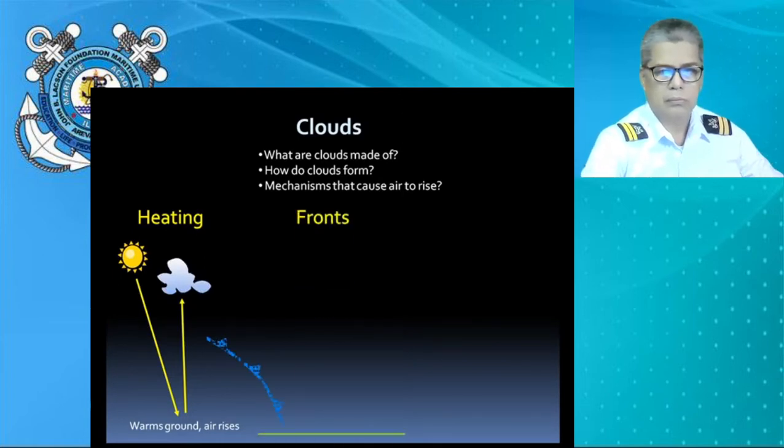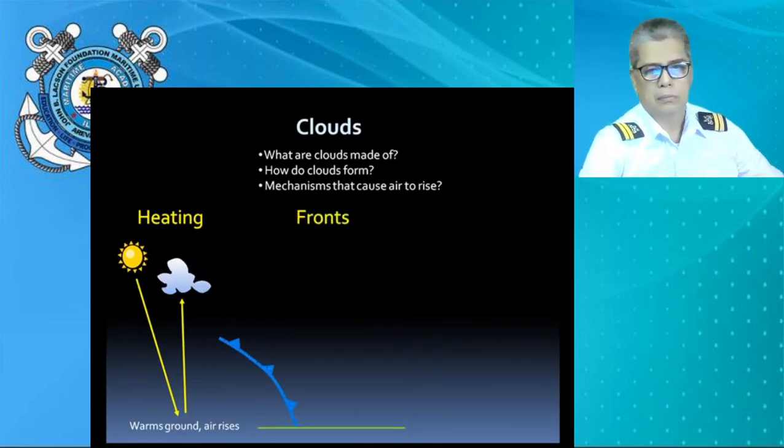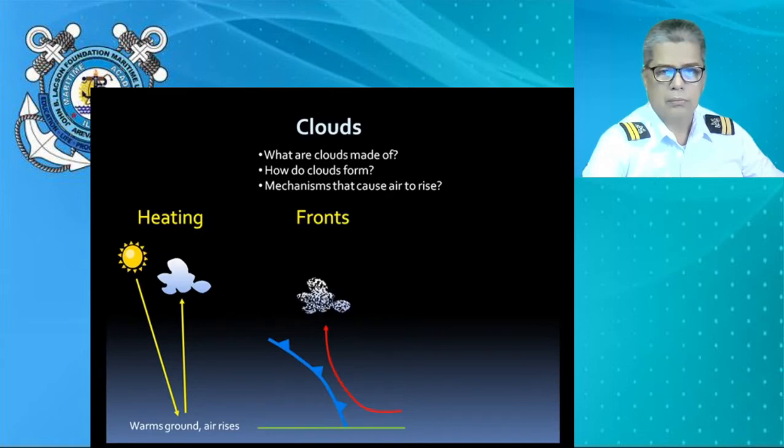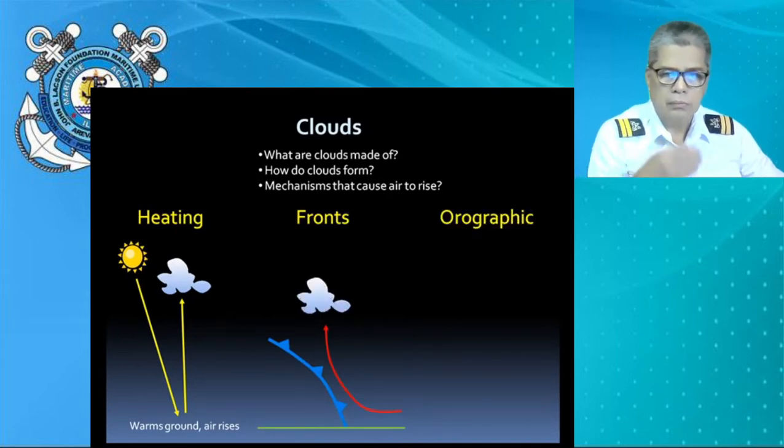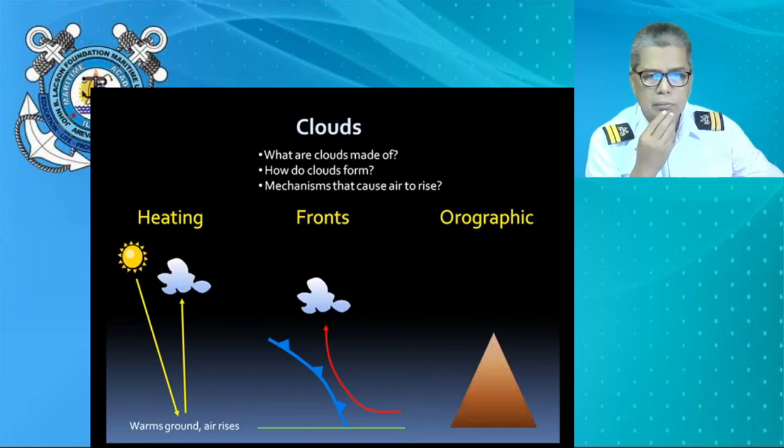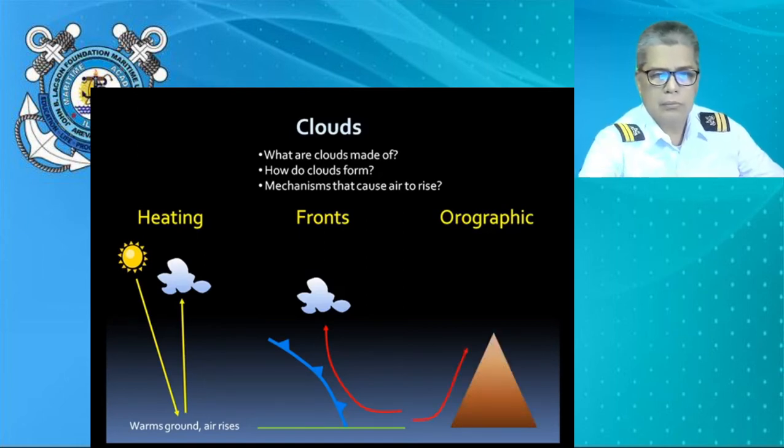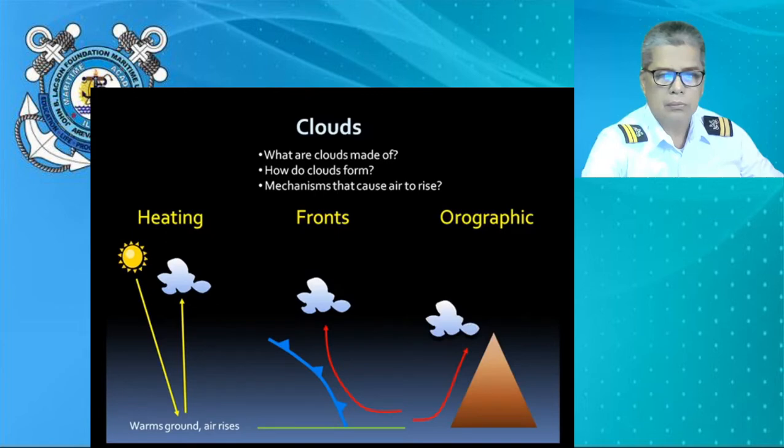Second is by frontal forcing. Fronts work to push air upward. This upward motion can condense water vapor out of the air, leading to clouds. Third is by orographic means. As air hits an object, like a mountain, it can be forced upward. Again, moisture would condense out of the air, leading to cloud formation.